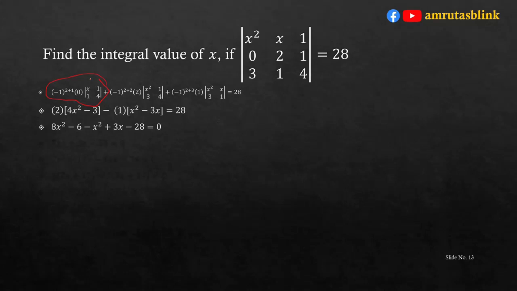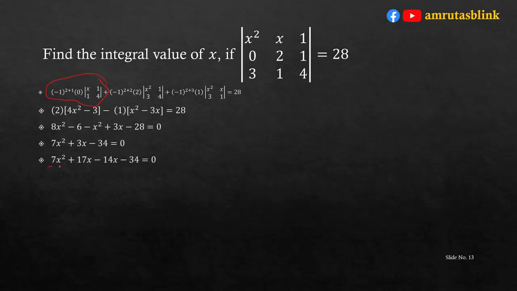So, we have got the expression as 8x square minus 6 minus x square plus 3x minus 28 is equal to 0. So upon simplification we get 7x square plus 3x minus 34 is equal to 0. Now we need to factorize this expression in order to find the integral values of x, that is integer values of x. Now 34 into 7 we can factorize as plus 17 and minus 14. So 7x square plus 17x minus 14x minus 34 is equal to 0.